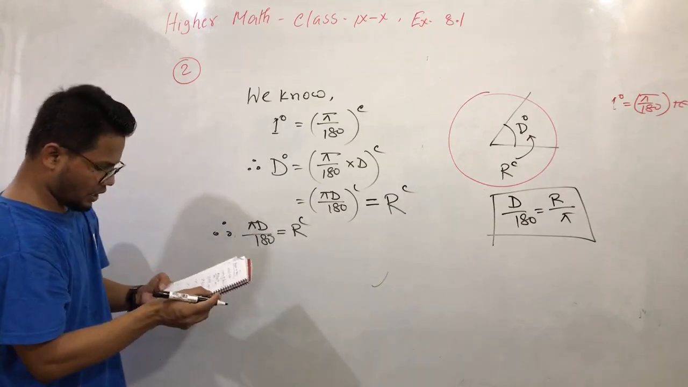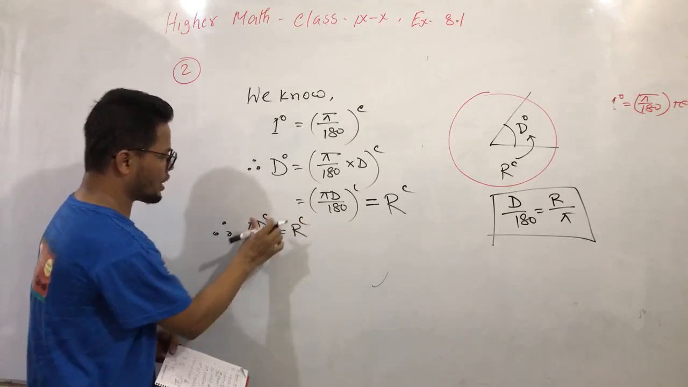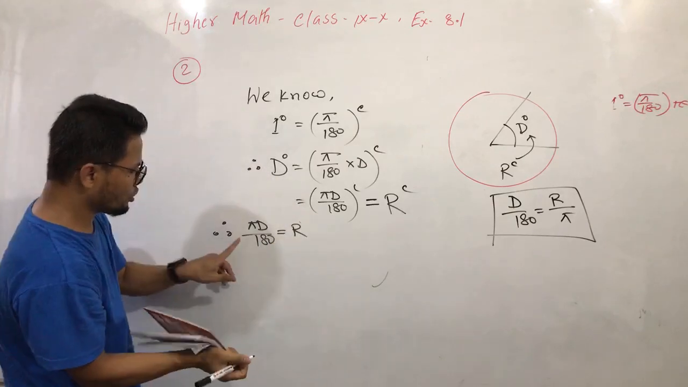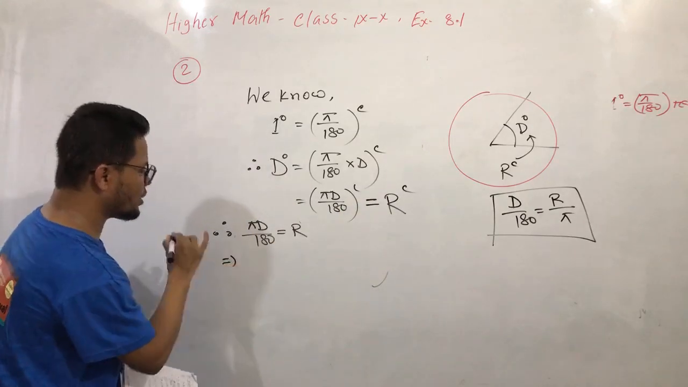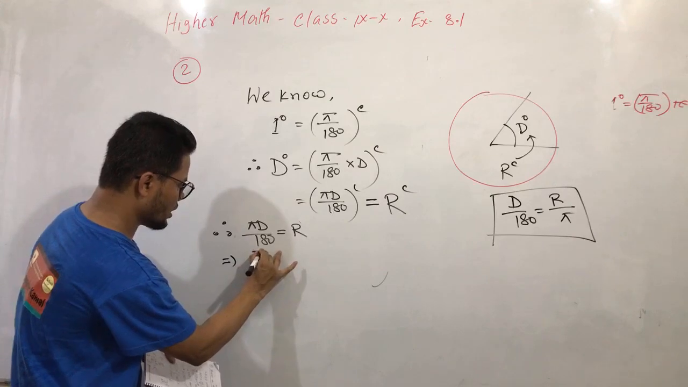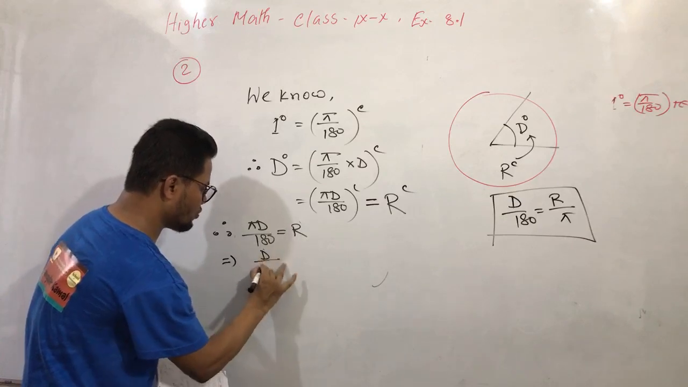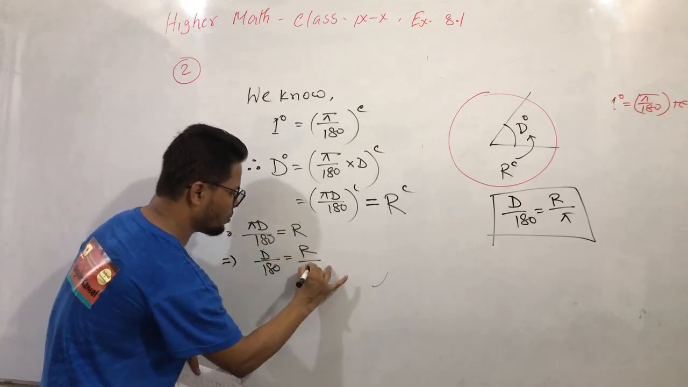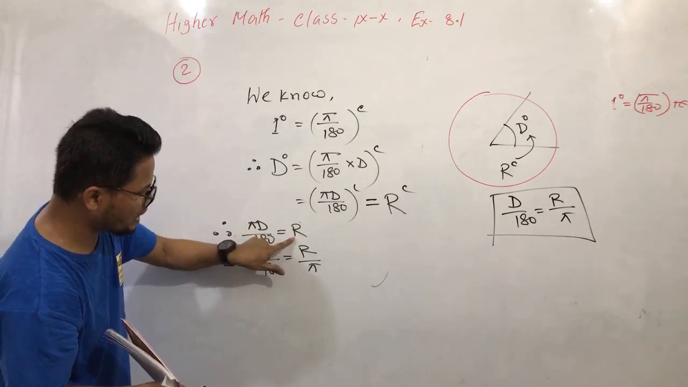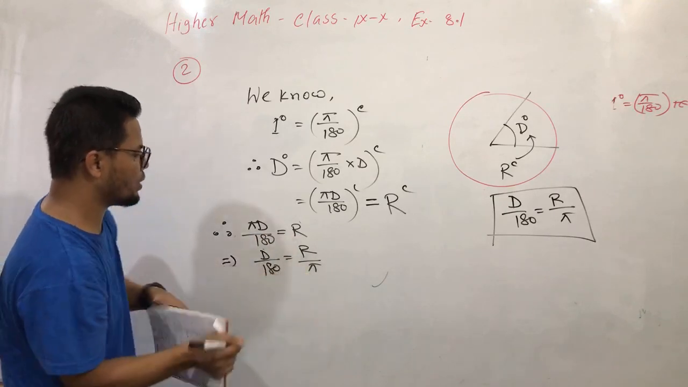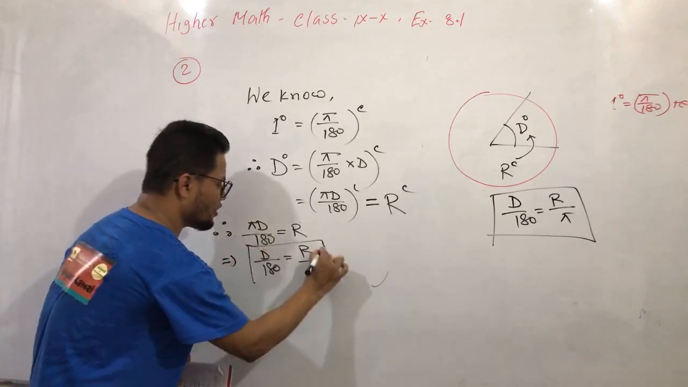Now we don't need to write c here because both the left side and right side are converted as radian. So as per the requirement, just multiply both sides by pi. If we multiply and divide by pi, the pi will be eliminated. You can write d divided by 180 equals r divided by pi. Or you can shift this numerator part to the denominator part, and this is our final requirement number 2.